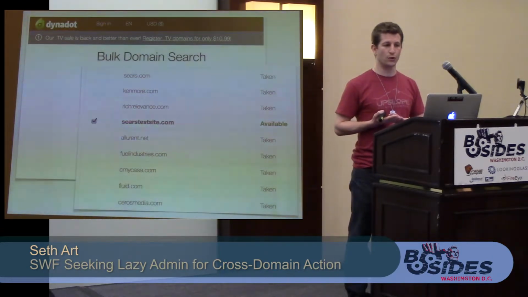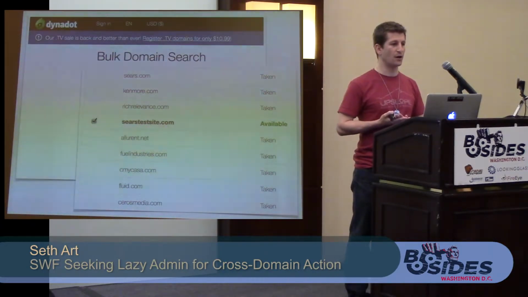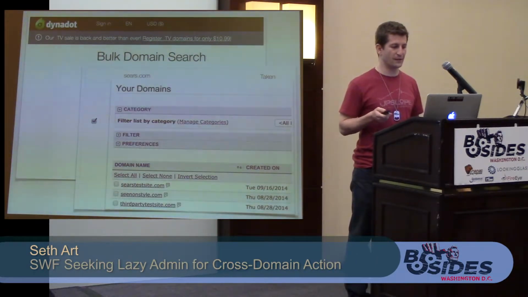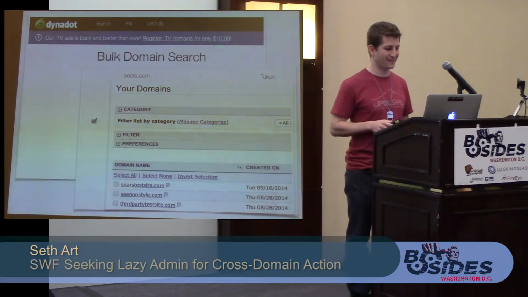So what this means is, if you ever see a crossdomain.xml file, currently Burp and a lot of the other tools will just tell you if there's domain equals star. But really, you need to start looking at every single line in those files for the same vulnerability, just manifested in a different way. And not that I don't trust all of you in this room, but I did purchase SearsTestSite.com.